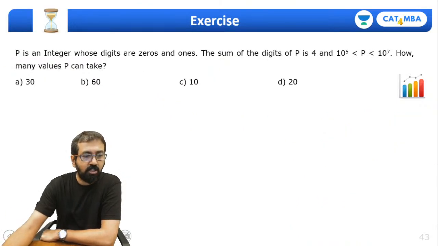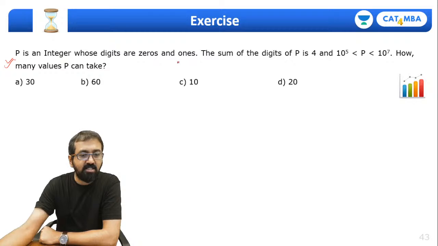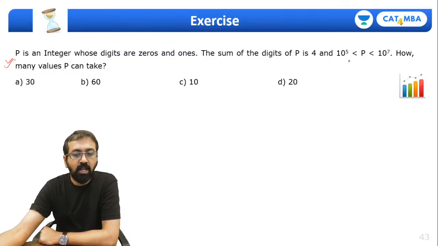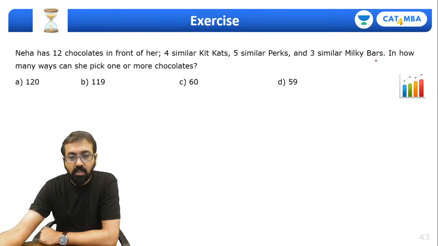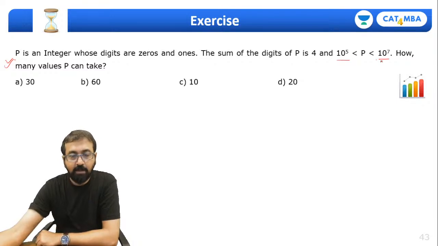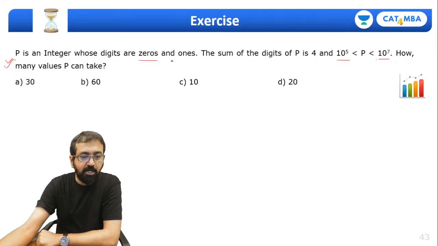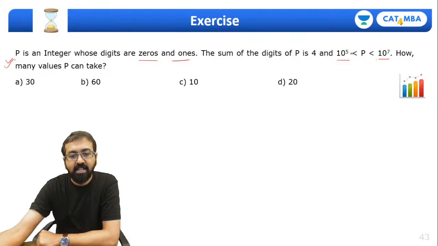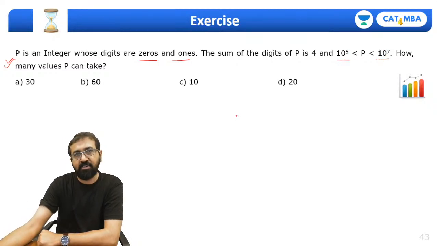Everyone, try this question now. P is an integer whose digits are zeros and ones. The sum of the digits of P is 4 and P is between these two numbers. It's an interesting question, guys. I'm sure all of you can do it. P is made up of only zeros and ones. And P is between 10 raised to 5 and 10 raised to 7.